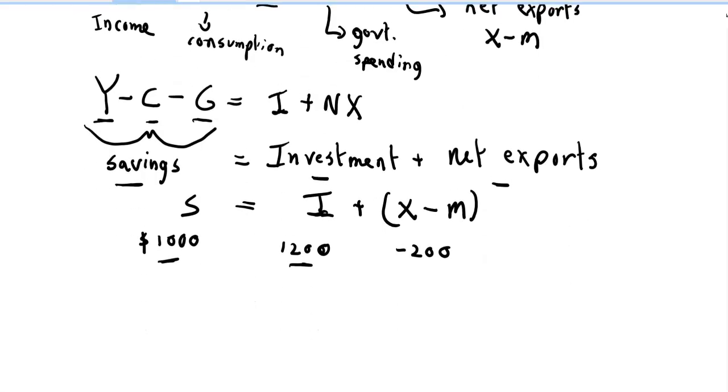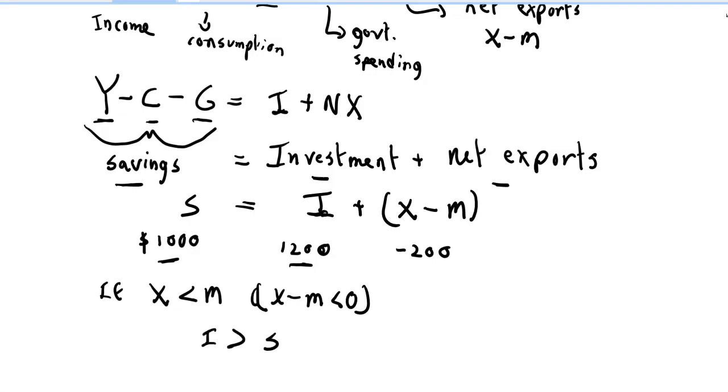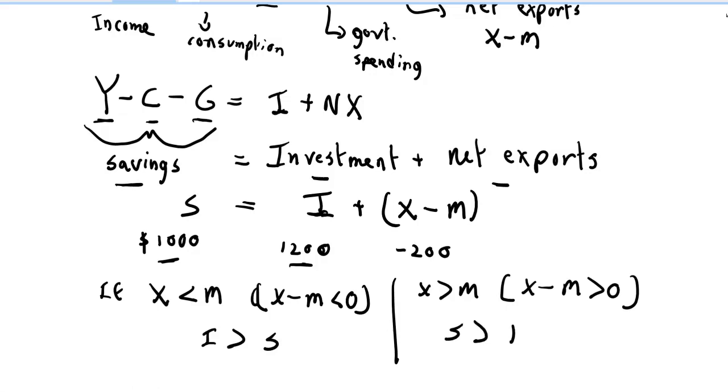So we can write that if X is less than M, which implies that X minus M is less than 0, so we are a net importer, then we will see that our investment is greater than savings. So we invest more than what we save. Conversely, if X is greater than M, which means that X minus M is greater than 0, so that means we are a net exporter, in that case, we will see that savings is going to be greater than investment.